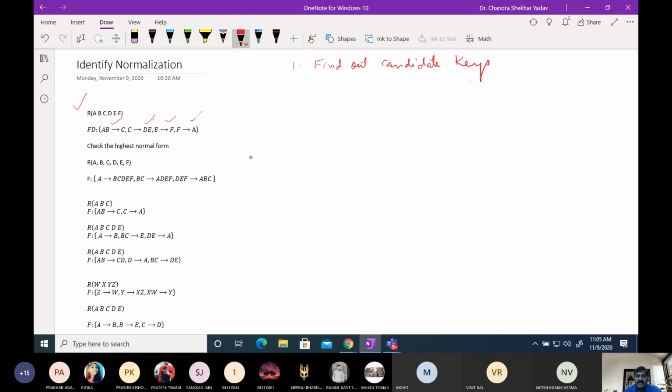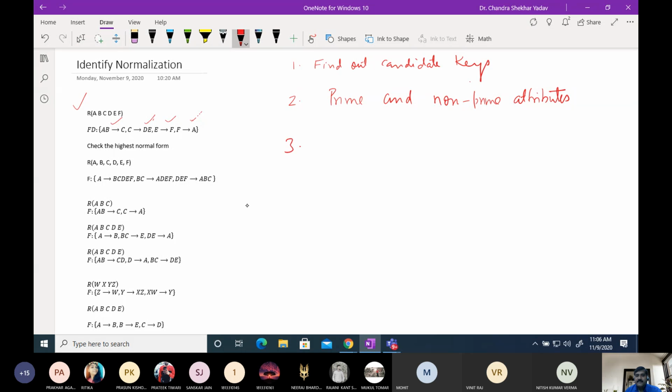How will we find candidate keys? With the help of closure of an attribute. So please find out the candidate key with the help of closure of an attribute set. And in the second step, we will find out prime and non-prime attributes, or key and non-key attributes.